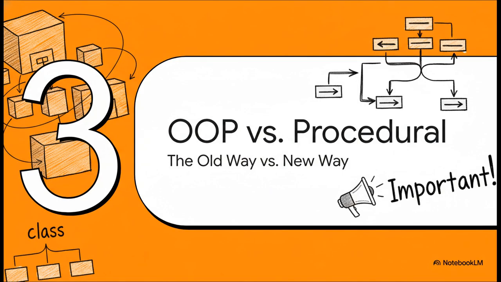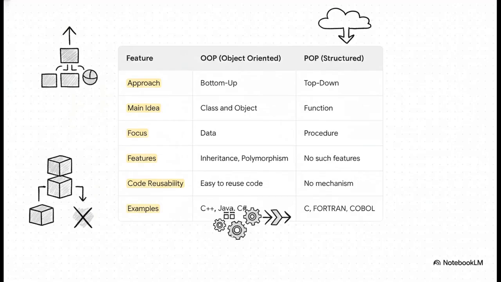Okay, everyone, lean in for this one. This next part is VVI, very, very important. The question asking you to compare object-oriented and procedural programming is one of the most common, almost guaranteed questions on the NEB exam. You absolutely have to know this. Let's break this chart down.